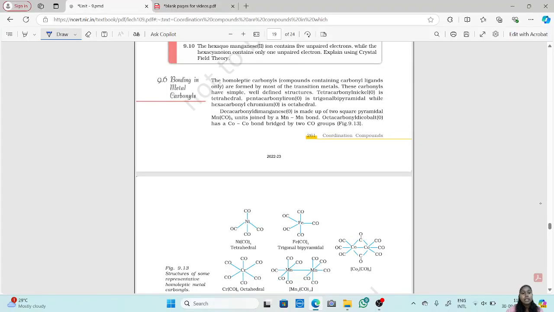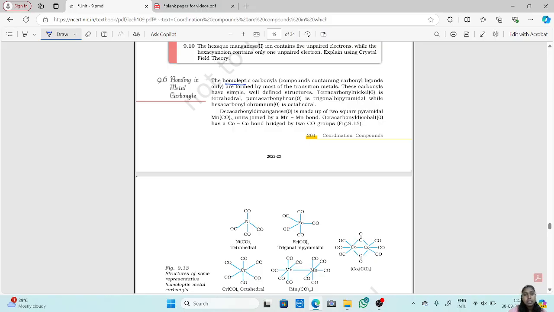The homoleptic carbonyl compounds, containing carbonyl ligands only, are formed by most of the transition metals. These carbonyls have simple, well-defined structures. Now what is homoleptic and heteroleptic? Homoleptic carbonyl compounds contain carbonyl ligands only. Okay, they are homo, they are split equally.